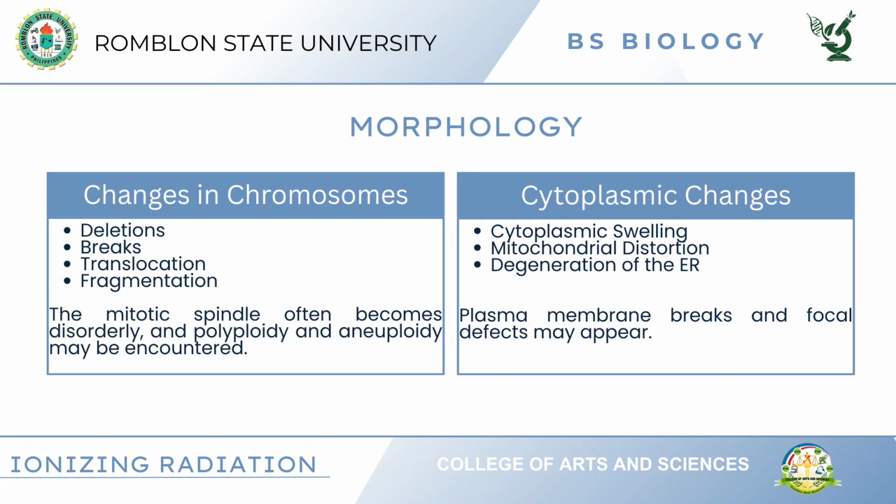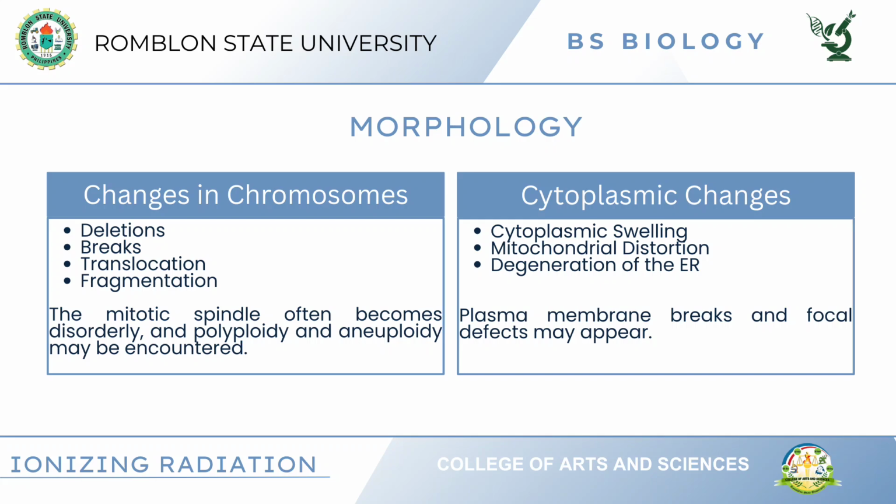For cytoplasmic changes naman, of course, radiant energy can also affect the cytoplasm or the rest of the cell outside the nucleus. And these effects include cytoplasmic swelling, na kung saan yung cells puno siya ng fluid which is a sign of early injury. The mitochondrial distortion, na kung saan the mitochondria is damaged and which can impair energy production.